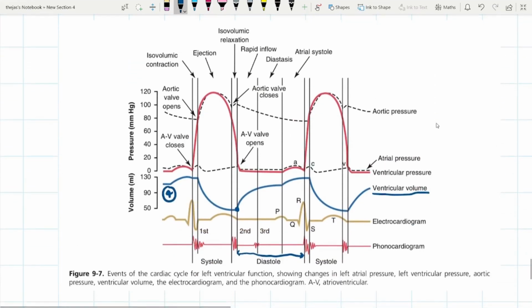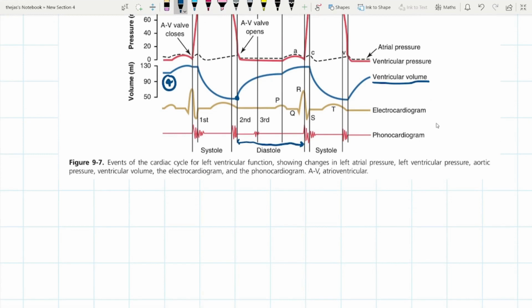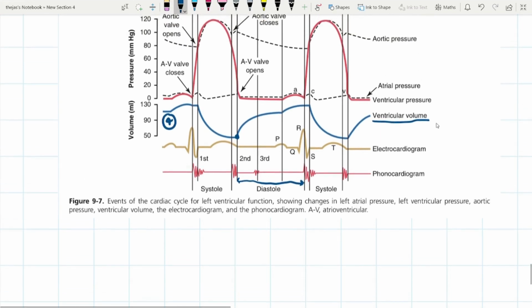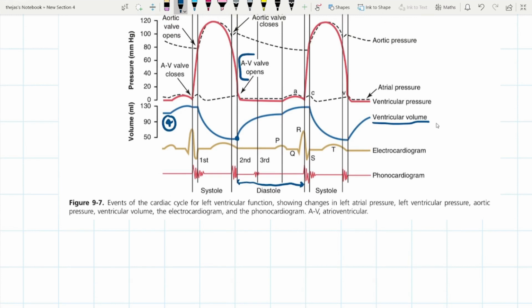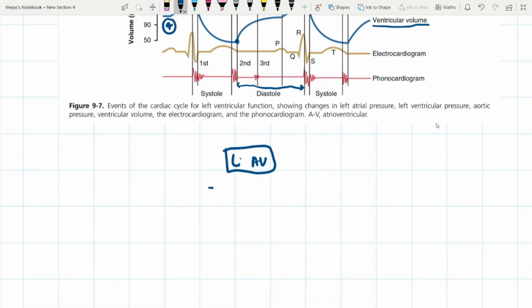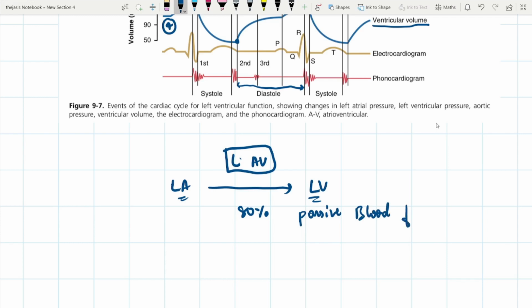You can see here. See, this is the point where the left AV valve opens. If left AV valve opens, what happens? The blood from left atrium flows to left ventricle. So 80% of the blood flows passively. Passive blood flow, okay? Flows into left ventricle.